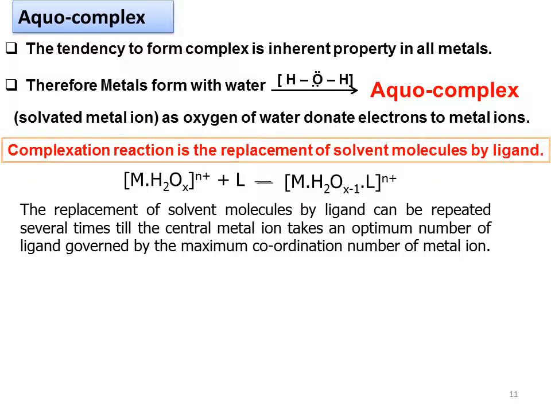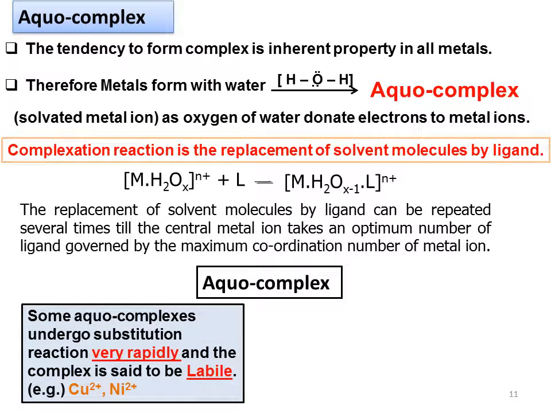This replacement by a ligand can be repeated several times, but not forever, till the central metal ion takes an optimum number of ligands governed by the maximum coordination number of the metal ion. Just to remind you, usually the coordination number is double the valency of the central metal ion.